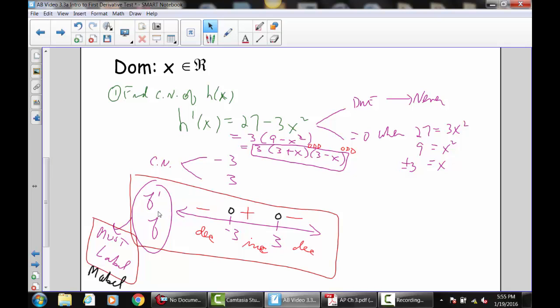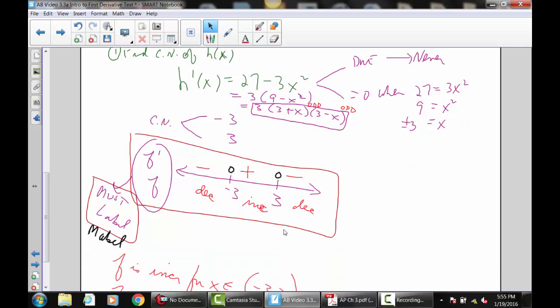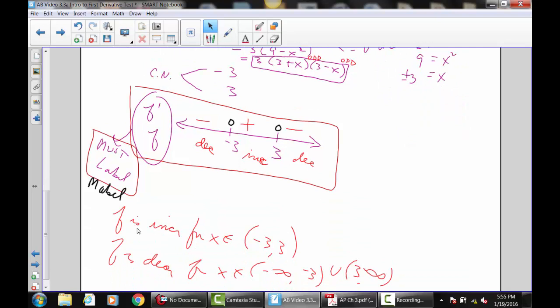And when f prime is negative, f is decreasing. When f prime is positive, f is increasing. When f prime is negative, f is decreasing. And therefore, as you can see, it's increasing on the interval from negative 3 to 3. It's decreasing from negative infinity to negative 3, union 3 to infinity.